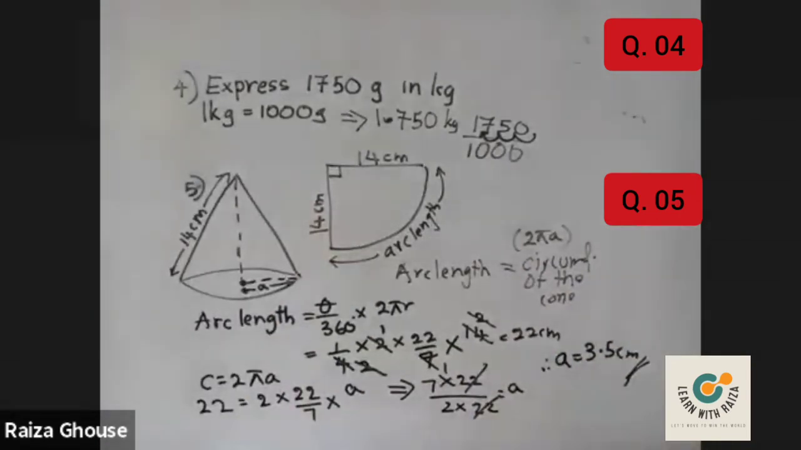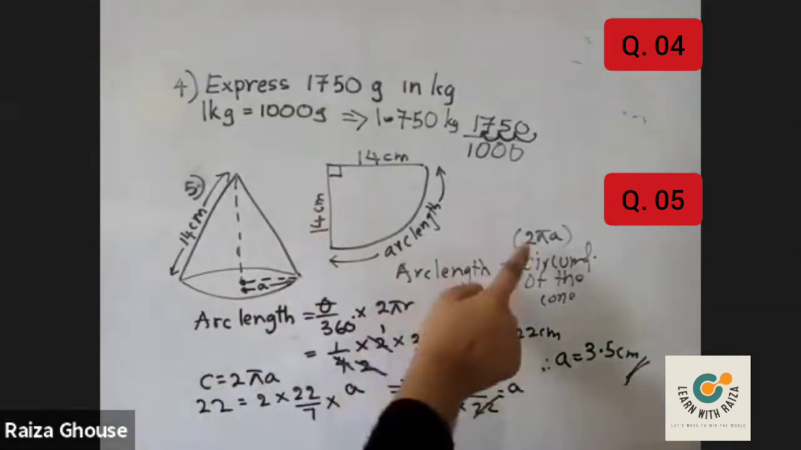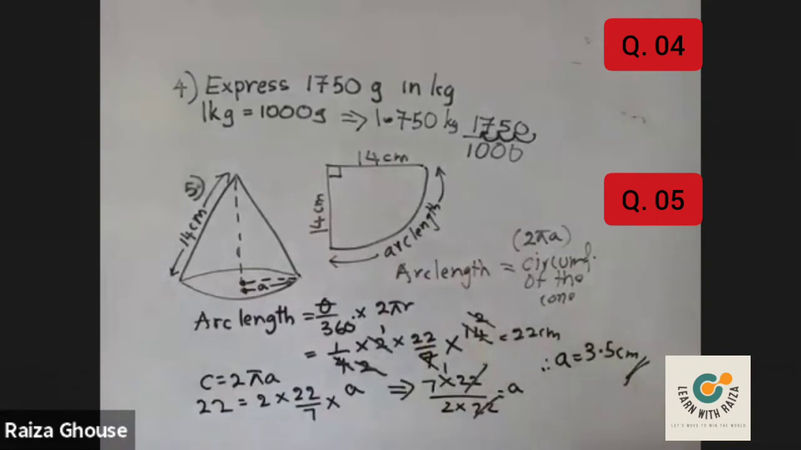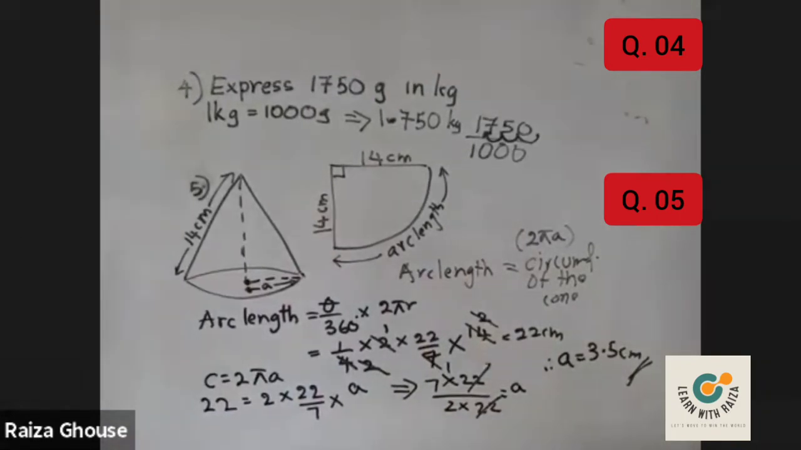So see how easy this question is. If you know the arc length equation correctly, if you know the circumference of the cone equation correctly, finding the radius of this is not a big deal. Okay.